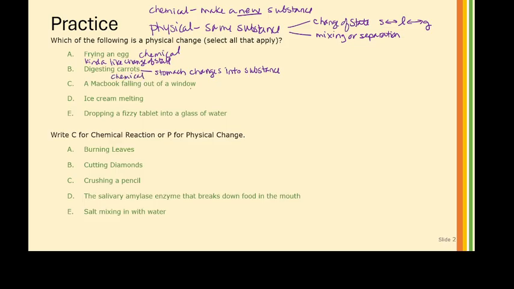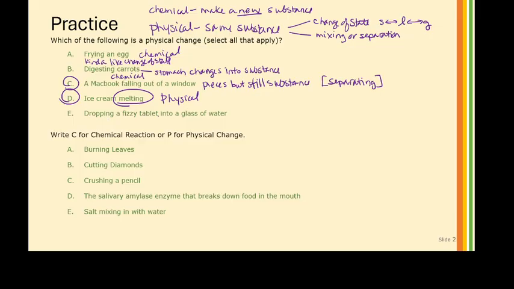Now, a MacBook falling out of a window. It may be in pieces, but it's still the same original substances. The MacBook, again, is a mixture. So essentially, this is kind of like a separation. I'm now physically separating it into a whole bunch of little pieces. Ice cream melting, again, knowing our state changes, melting, boiling, freezing, condensing, this is a physical change. So this one is a physical change, this one is a physical change.